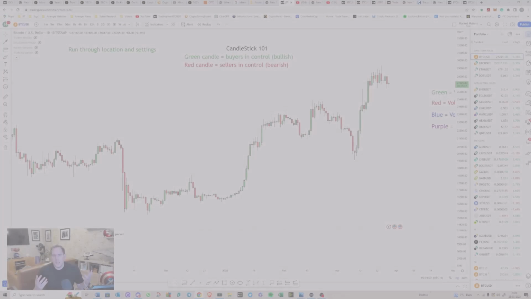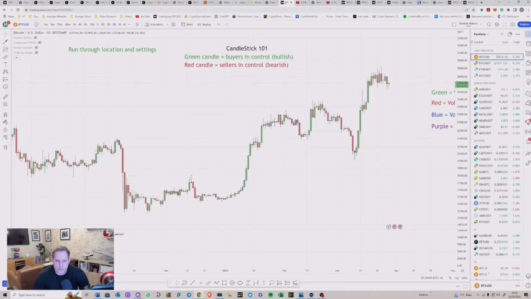Now, the indicators I use, not all of them are free, but the ones to show you vector candles, they are free. So you can find them on TradingView, and we'll go through where to do that.